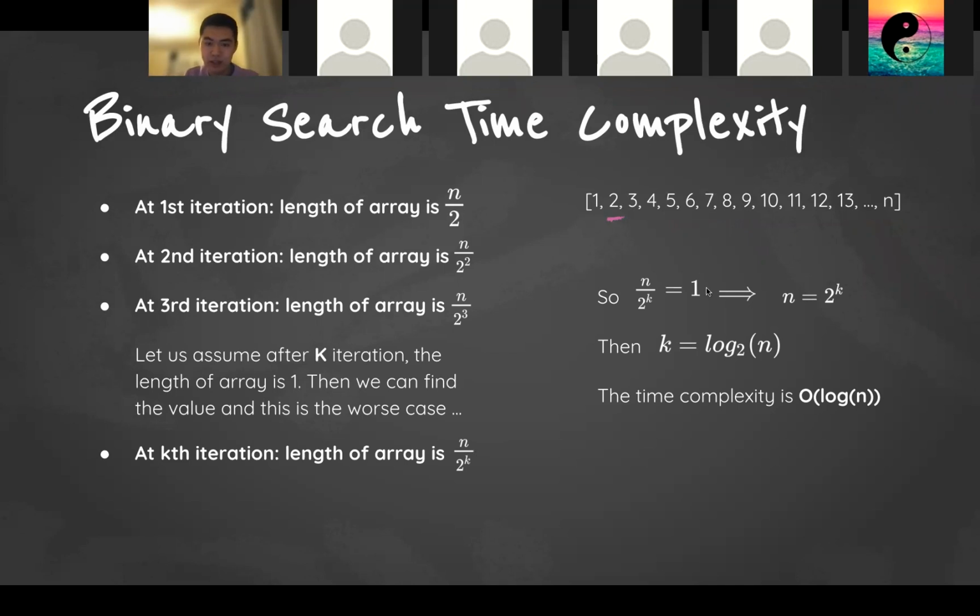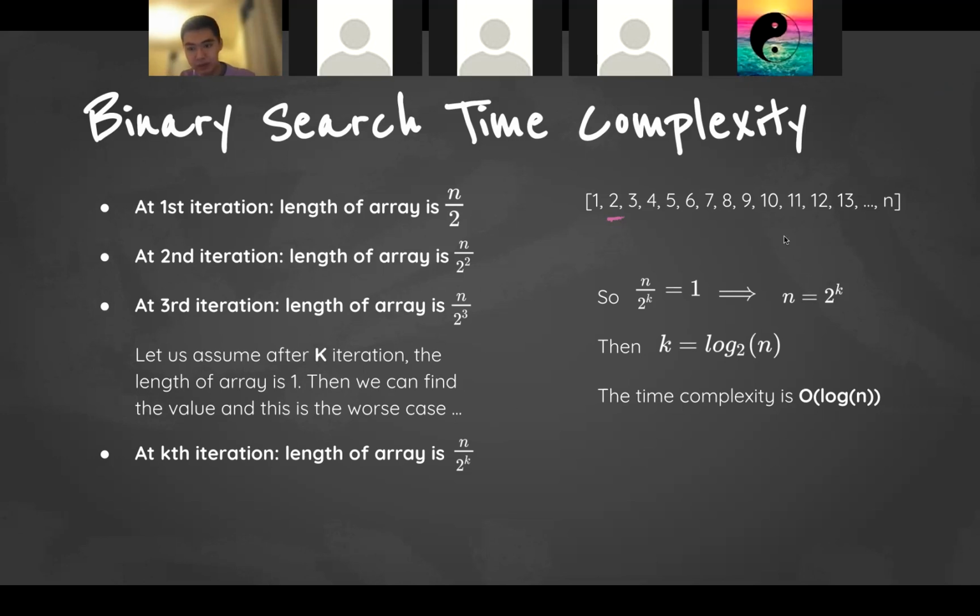is equal to 1. Because after the first iteration, you eliminate half of the array. The second iteration, you eliminate half of that half, so you're left with n over 2 squared. And you keep going until you get to n over 2 to the kth power. So at the kth iteration, you're left with 1. And you can find out what the time complexity is by doing a quick logarithmic calculation.